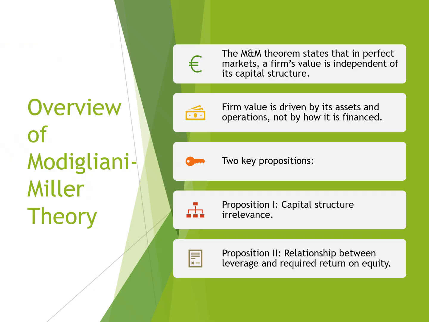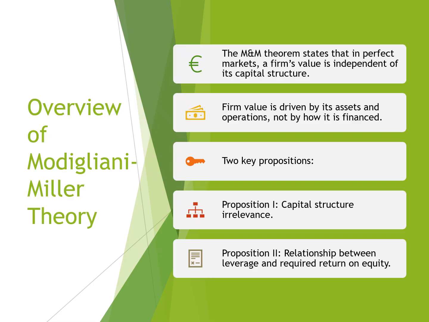Overview of the Modigliani-Miller theory. The Modigliani-Miller theory, often called the M&M theorem, is a cornerstone of modern finance. It argues that in perfect capital markets, a firm's value is determined solely by its real assets and operations, not by how it's financed. In other words, the mix of debt and equity doesn't matter for firm value, assuming there are no taxes, bankruptcy costs, or information gaps.